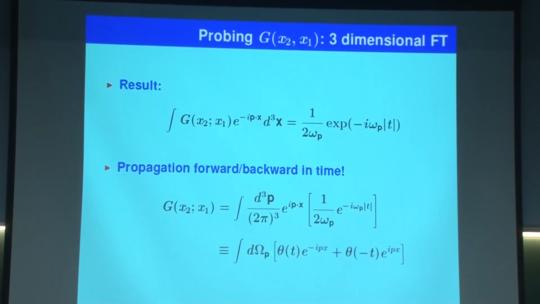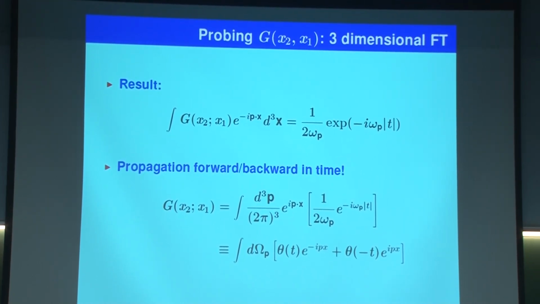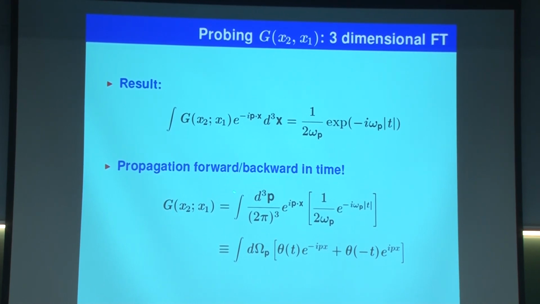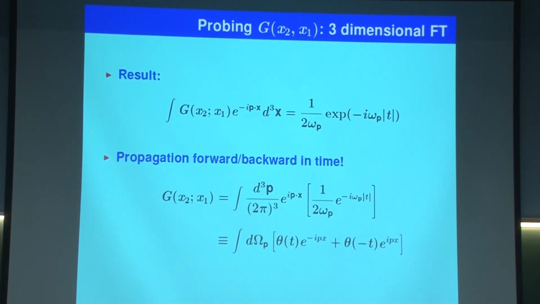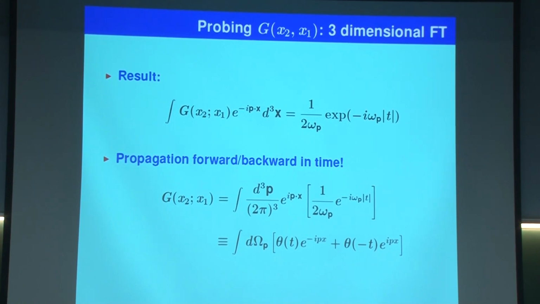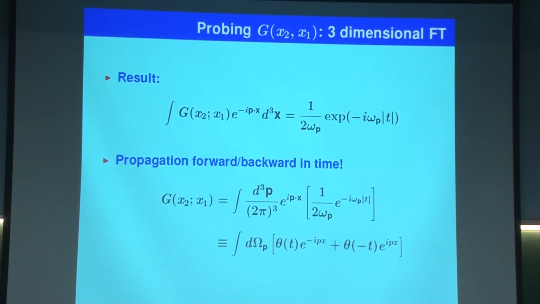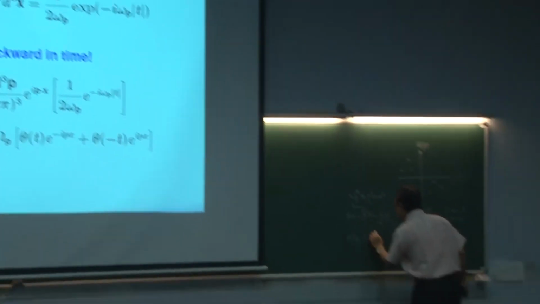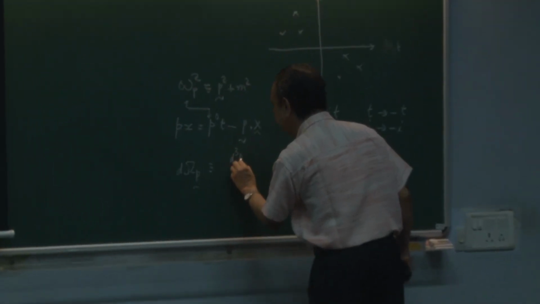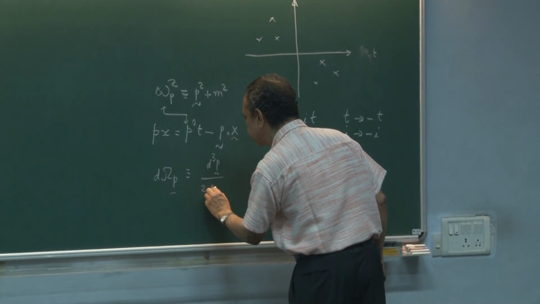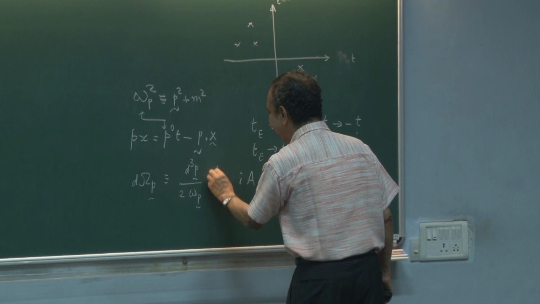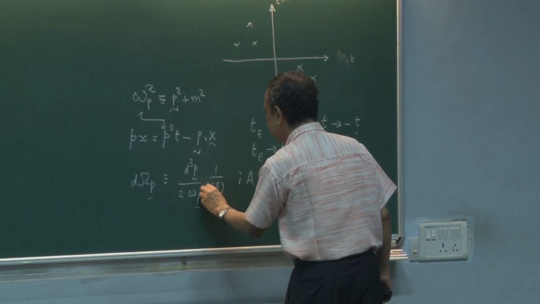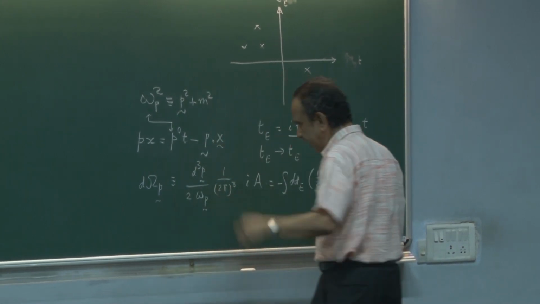Finally, I have to define for you this symbol. This symbol essentially stands for whatever is remaining, it is d3p, 2 pi the whole cubed and 2 omega p. So, let me write it down because this is going to appear every once in a while. D omega p is defined to be d3p upon 2 omega p, where omega p is square root of p square plus m square, and then 1 over 2 pi the whole cubed is added for taste. It really does not matter.